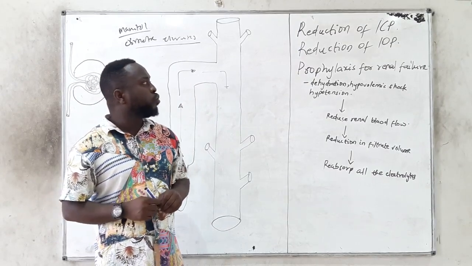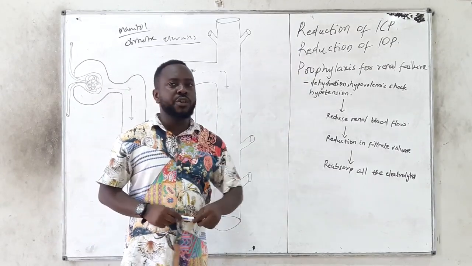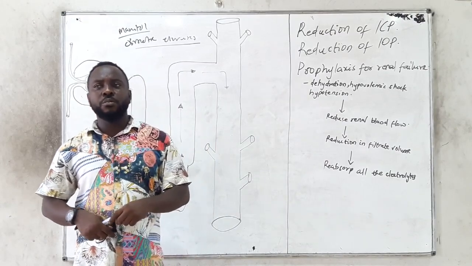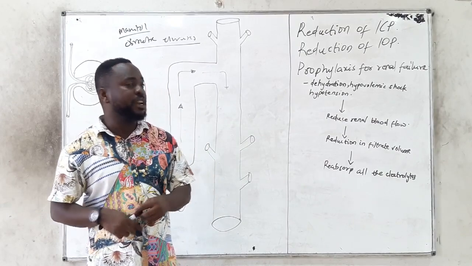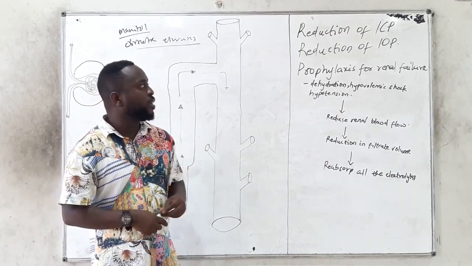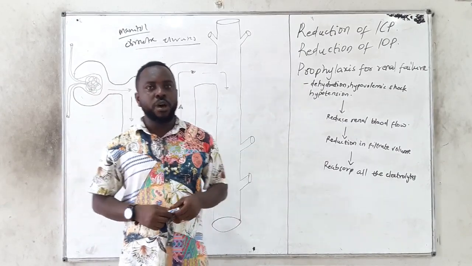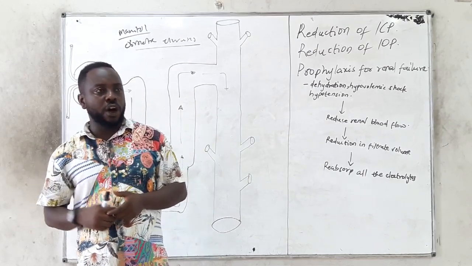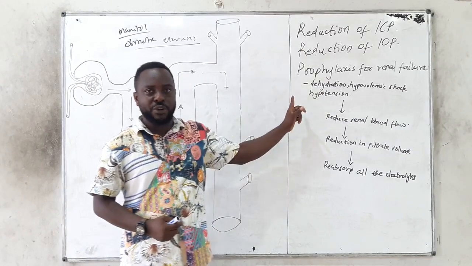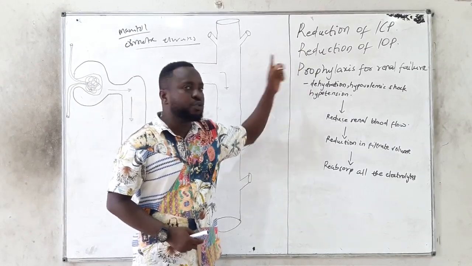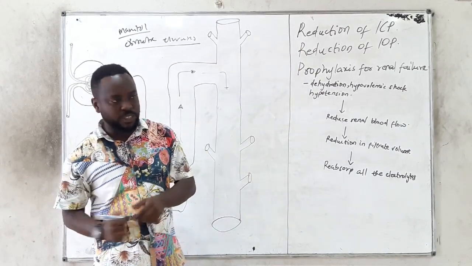We can also use mannitol to reduce increased intraocular pressure, which might be due to head injury or increased intracranial pressure. So we can use this drug to also manage an increase in intraocular pressure. When we give this drug, we can reduce intracranial pressure, and we can also reduce intraocular pressure.